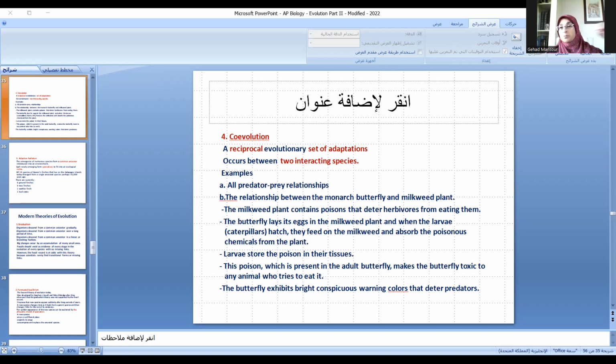They started as populations that split from the original population, and every population inhabited a particular niche. And now we're going to talk about the theories of evolution. The first theory of evolution is the theory of gradualism.